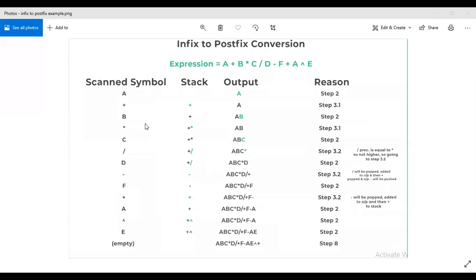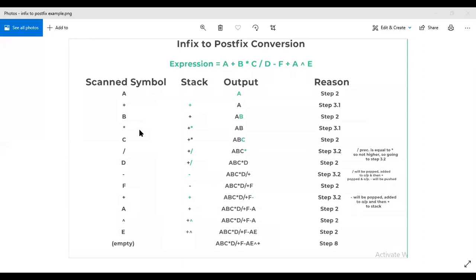If it is the reverse, that is, star has less preference than plus, for example, then I will pop all the elements from the stack, and at the last I will push the star onto the stack. That part also we will be seeing.